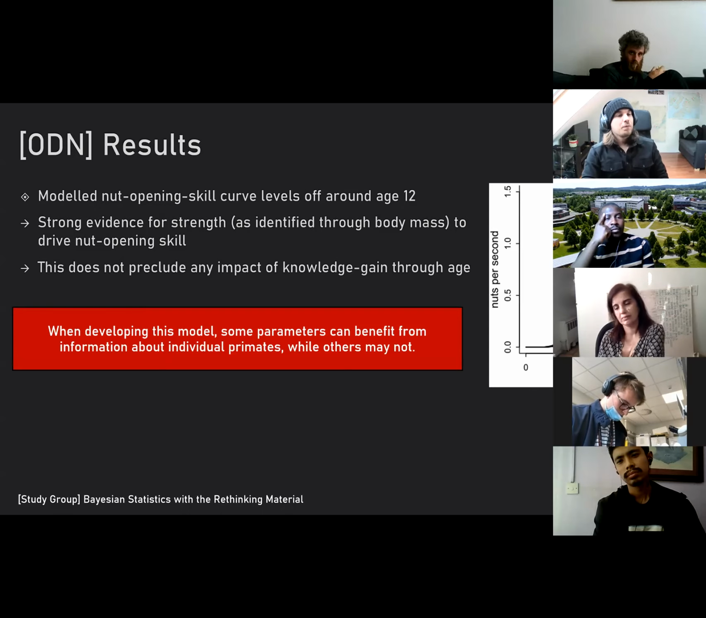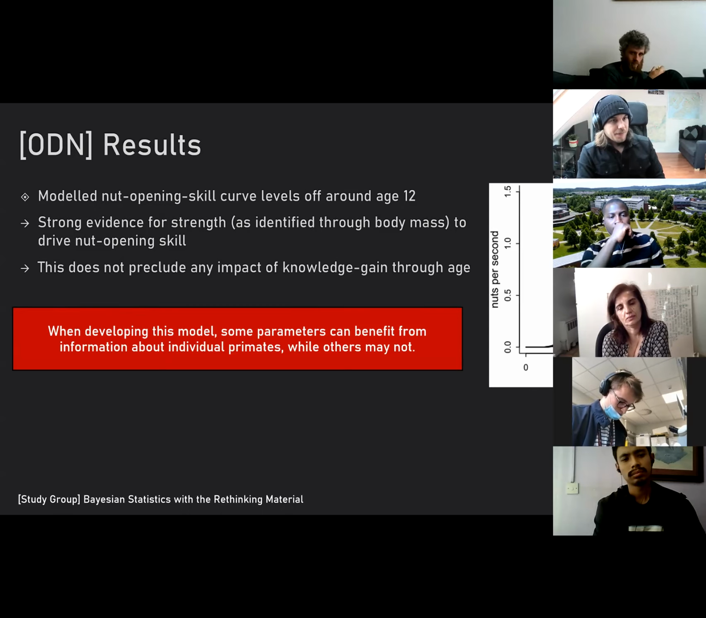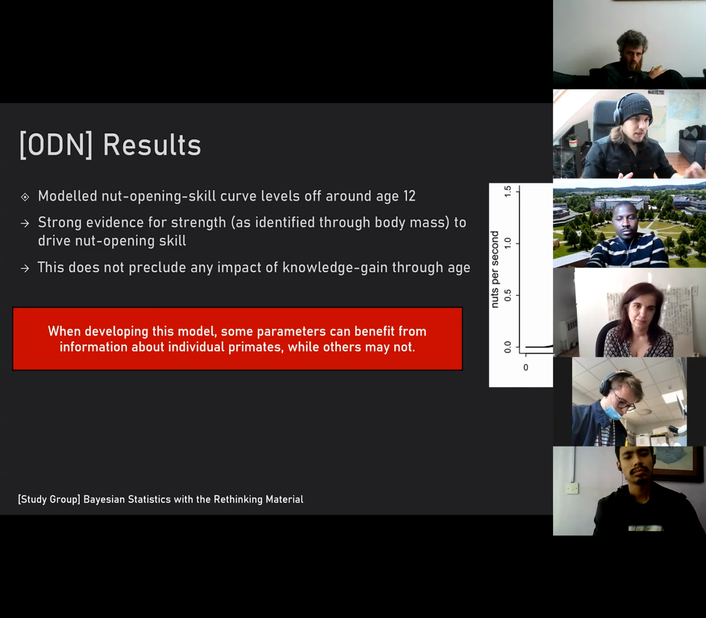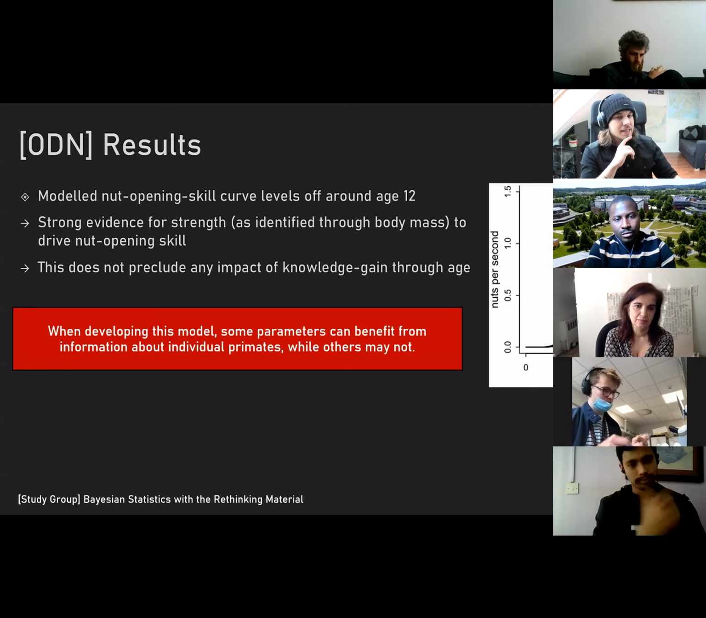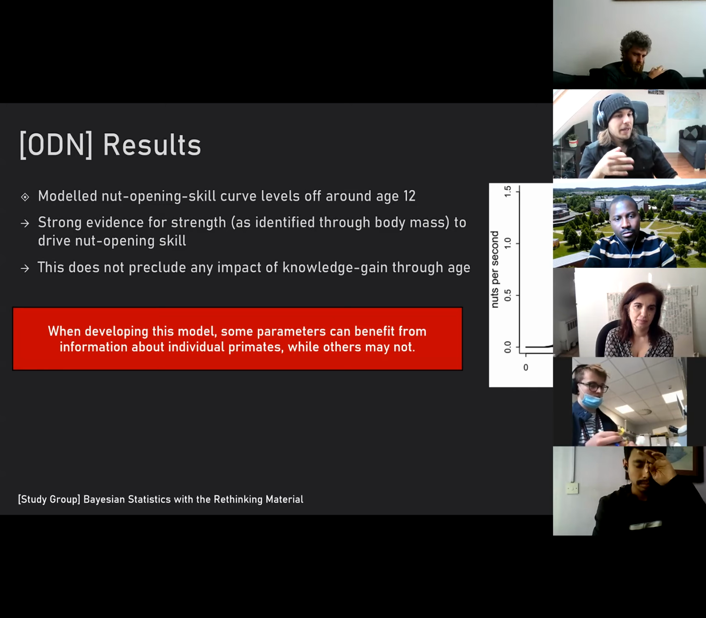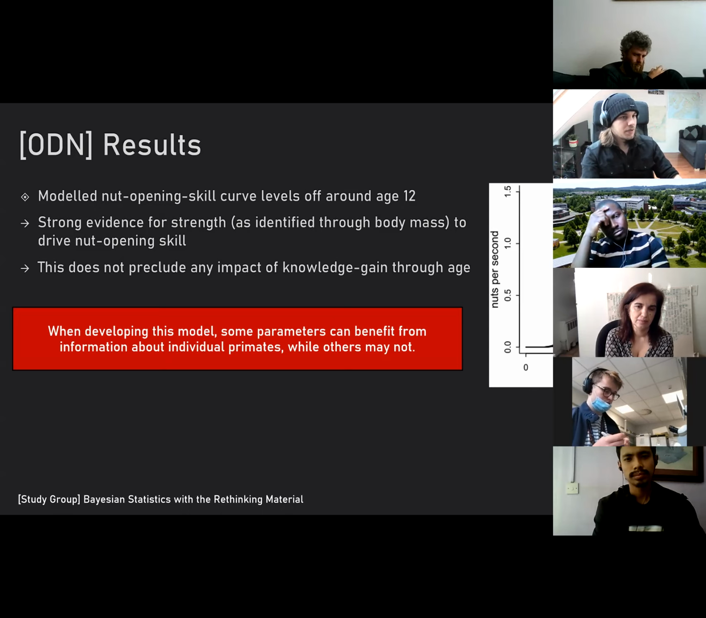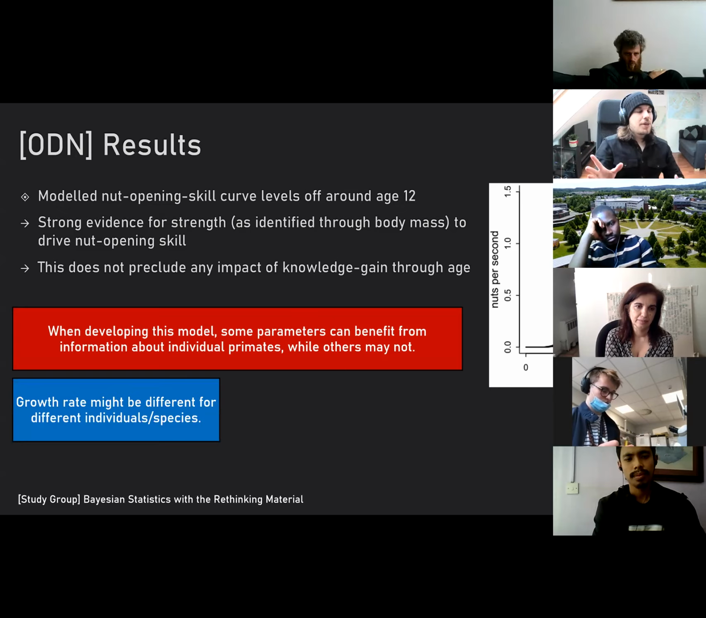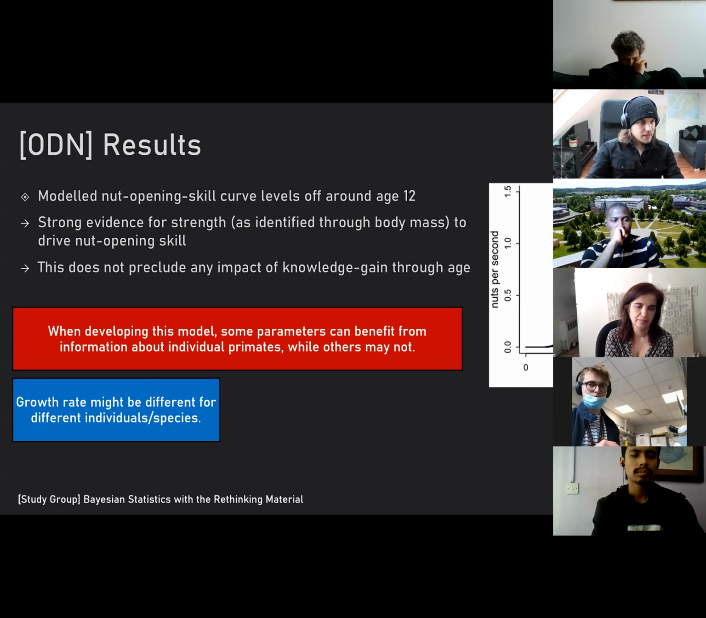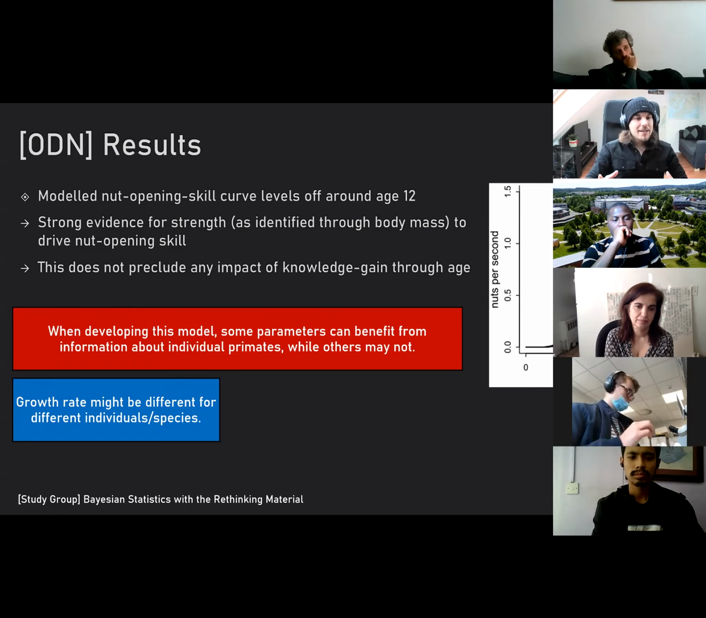So when we develop this model, the important thing going forward, setting aside that negative binomial might be a bit more interesting to look at here, is that some parameters in our model can definitely benefit from the information of individual primates, whereas others just might not. The growth rates might be different for different individuals or different species. So if this data set came from different species, we might want to account for species membership when trying to estimate the growth rate for our individuals.